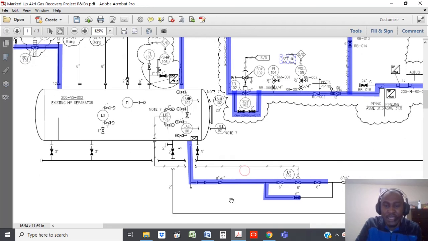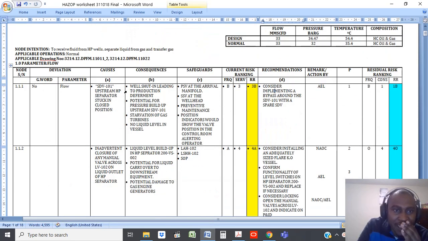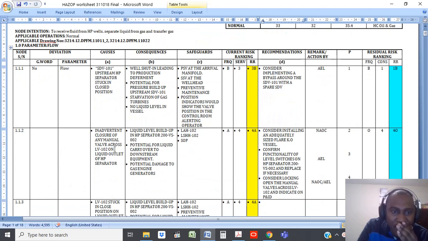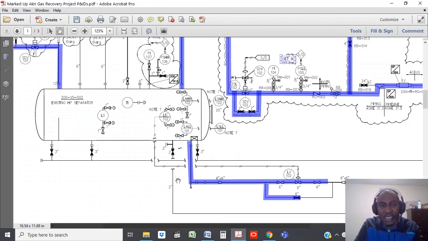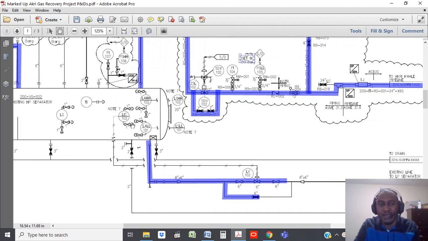So the next hazard we looked at is inadvertent closure of any manual valve across LV102 on the liquid outlet of the HP separator. The liquid outlet of the HP separator is here, and we're looking at any of these manual valves being inadvertently closed. If any of these valves is closed, you wouldn't have any flow of liquid out of the vessel.